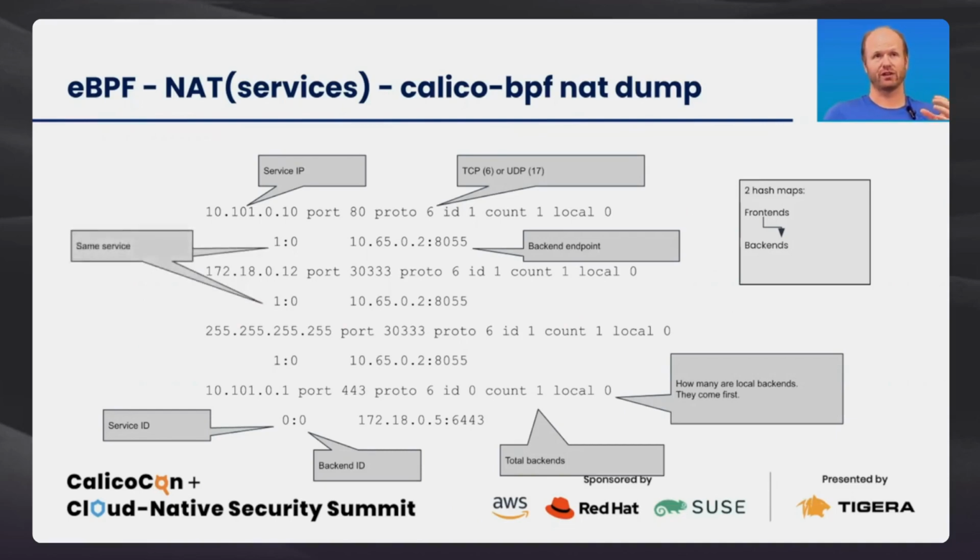You can also have two services that point to the same set of backends. The reason for that is that a single service in Kubernetes can have multiple IPs, like cluster IP, node port IP, external IP, and so on and so forth.